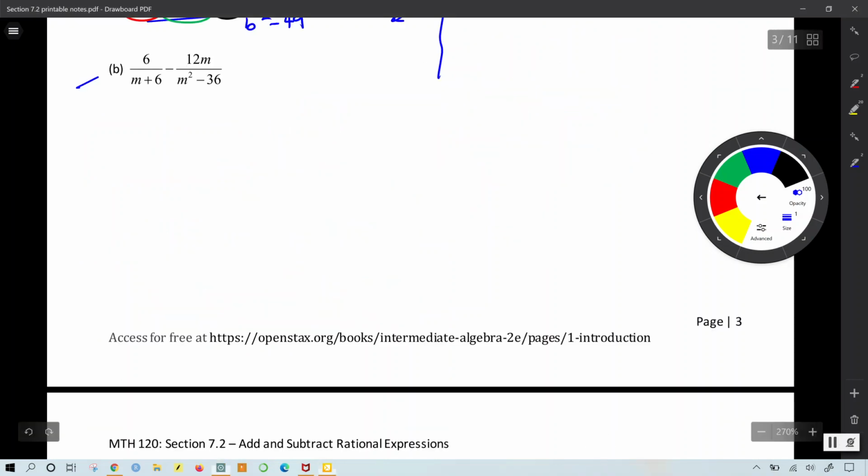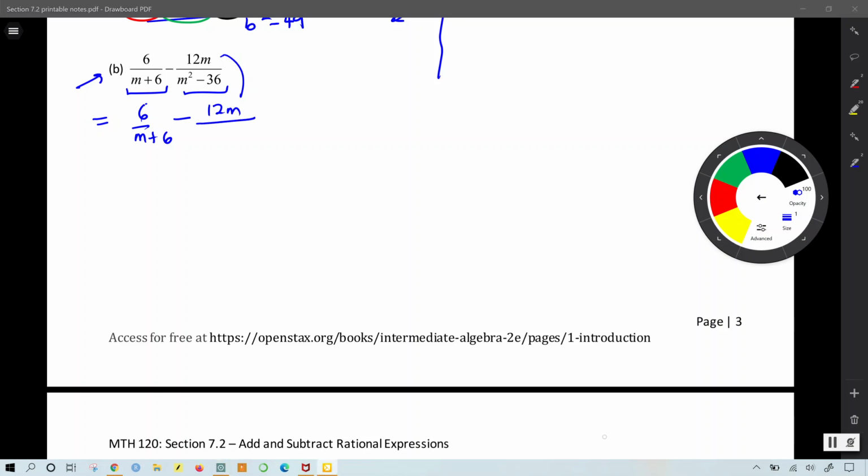Now we proceed to the next example. Something slightly different. For the first fraction, we have 6 all over m plus 6, minus the second fraction, we have 12m all over. So, again, as we're saying, the second fraction, the bottom has the difference of two squares, m squared minus 6 squared. So that factors into m plus 6 times m minus 6.